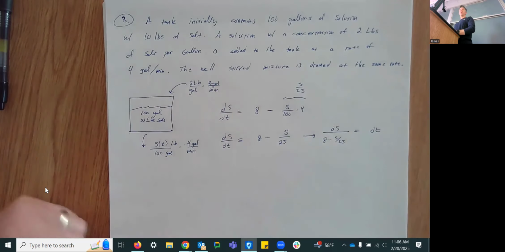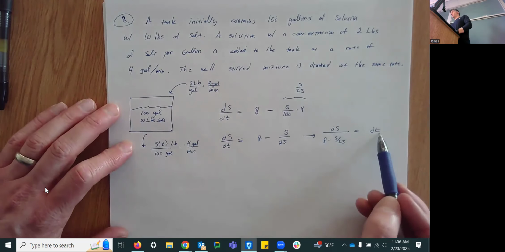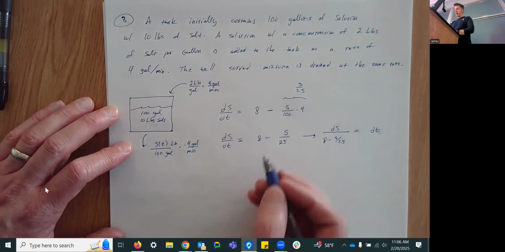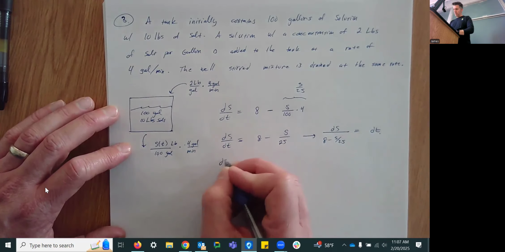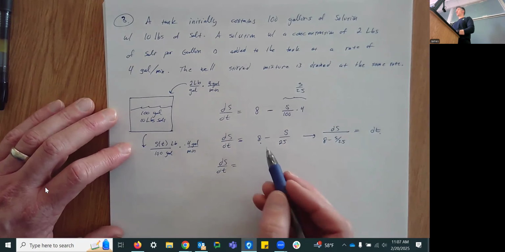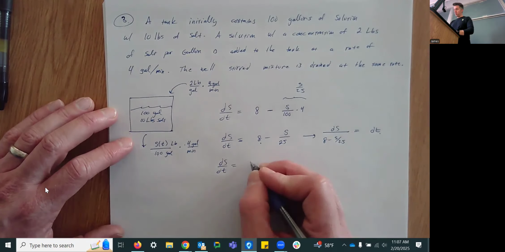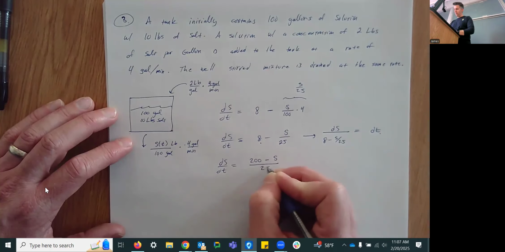It would work. You can totally do it this way. Not the best. Instead, what I should really do is multiply the top and bottom by 25 and then divide the 25 over here, or kind of cutting that off at the pass, getting a common denominator over here. So saying that ds dt is equal to, let's see, 8 times 25 is 2 times 4 times 25, which is 2 times 100, which is 200. That's going to be 200 over 25 minus S over 25.